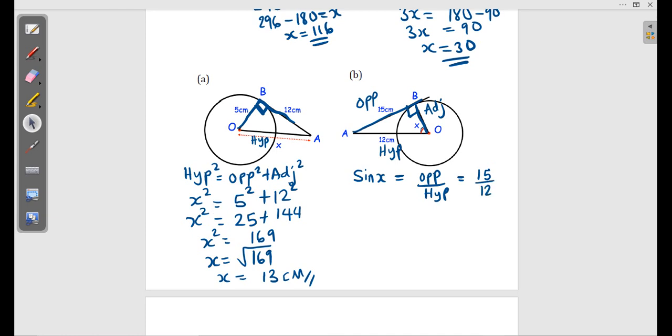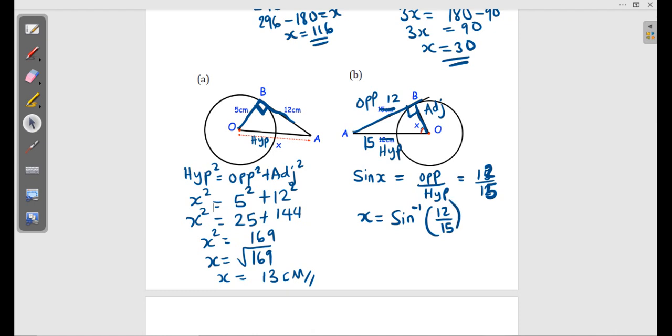Okay, there's a problem with this question. This is meant to be the 15 and this is meant to be the 12. So that will give you 12 over 15. So x becomes arc sine of 12 over 15.